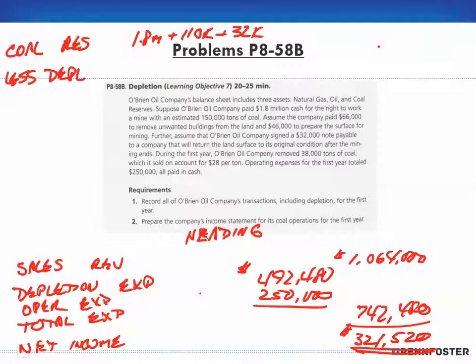All right, so that's it for this problem. And again, if you didn't understand something, go back and pause and rewind the video. The only difficult part about this was the calculation of the depletion expense. Everything else, if you read it slowly and take it piece by piece, you should be able to create the journal entries.